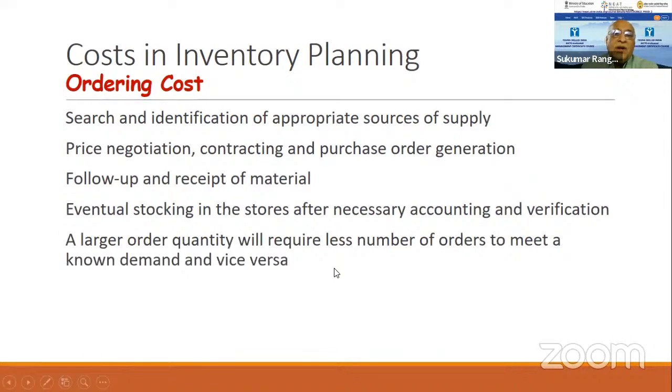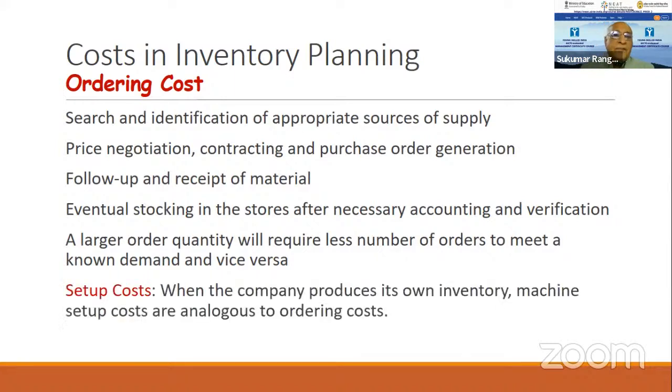A large order quantity will require a smaller number of orders, etc., to meet a known demand. Suppose you have 10,000 as the total order requirement. Do you order, say, 12,000 to be on the safe side? Do you order 1,000 per month, or do you order 3,000 every quarter? That kind of decisions which you need to take.